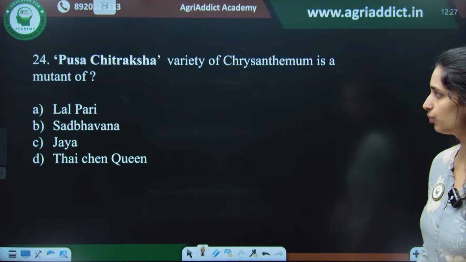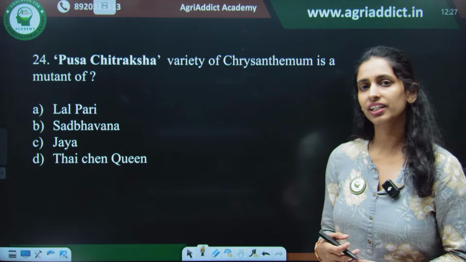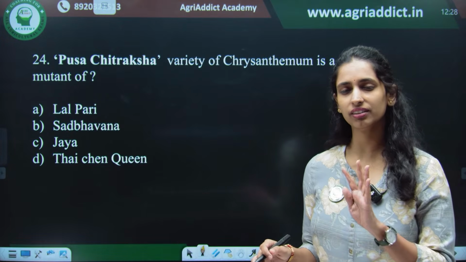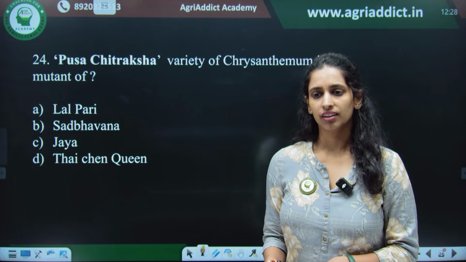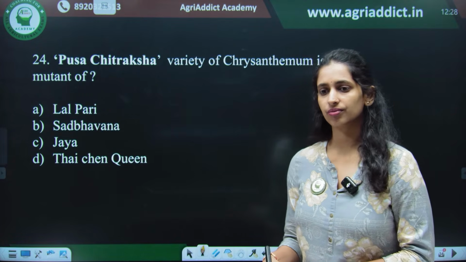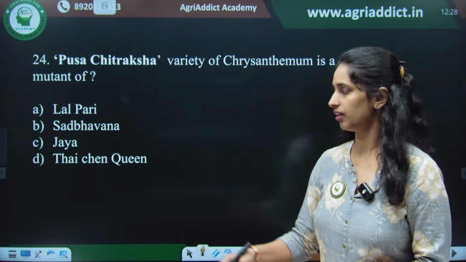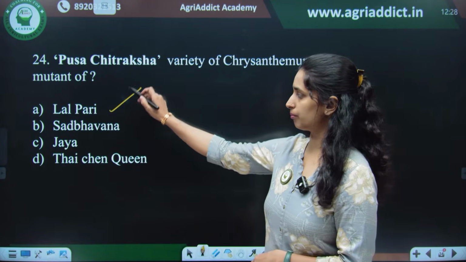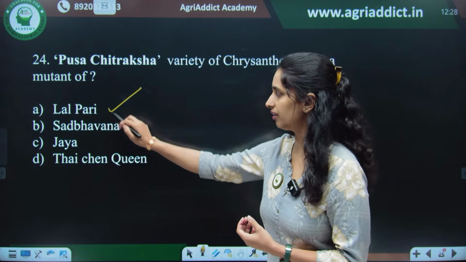Then next, Pusa Chitraksha variety of chrysanthemum is a mutant of. In IARI, they have developed lots of chrysanthemum mutants, so you have to know there are 3 to 4. You remember all that. Okay, parentage. Pusa Chitraksha is a mutant of. Most of you are giving answer B, I think. The correct answer is Lal Pari. They will look the same. They will be having reddish color flowers, and the correct answer is A, Lal Pari.